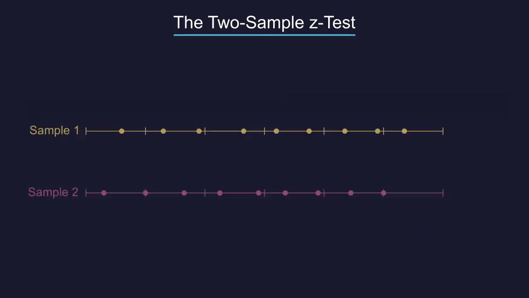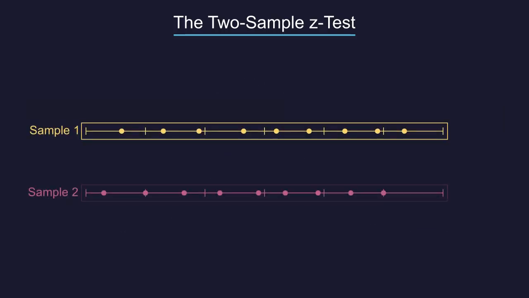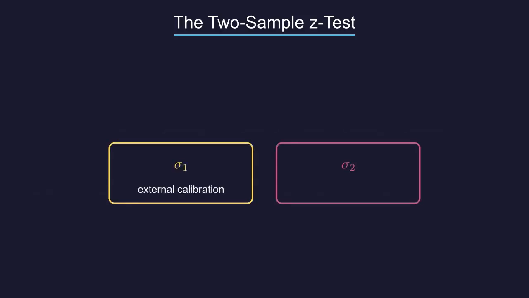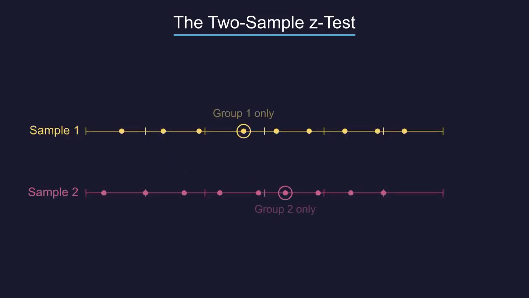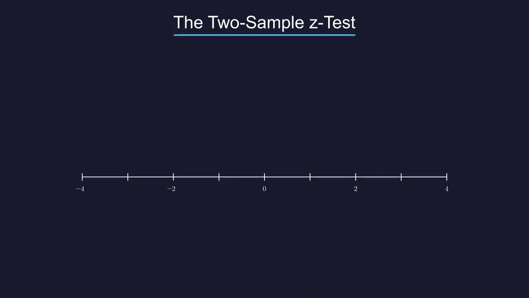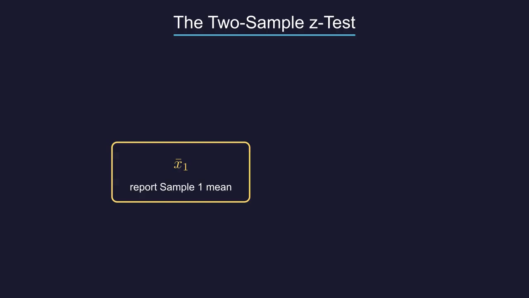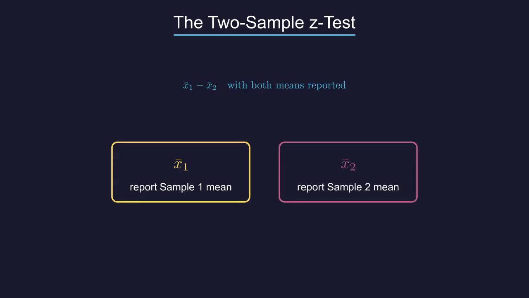Use the procedure for two independently sampled or independently assigned groups, a numerical outcome, and genuinely known sigma 1 and sigma 2 that apply to the current populations. Each row should belong to one group only. Interpret the sign relative to sample 1 minus sample 2, and report both sample means so the direction is transparent.